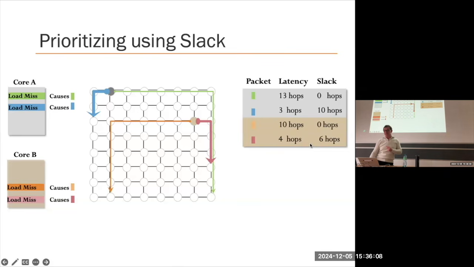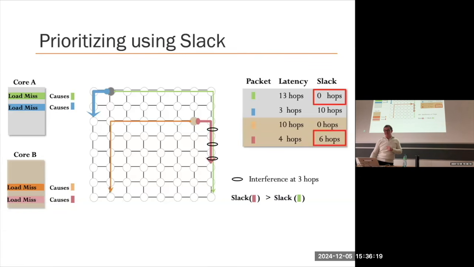Okay? Now you can see that there's some contention in these routers. The question is, once you have a contention in these routers, which one do you prioritize? We know that the slack of the red one is greater than the slack of the green one, so prioritize the green one.